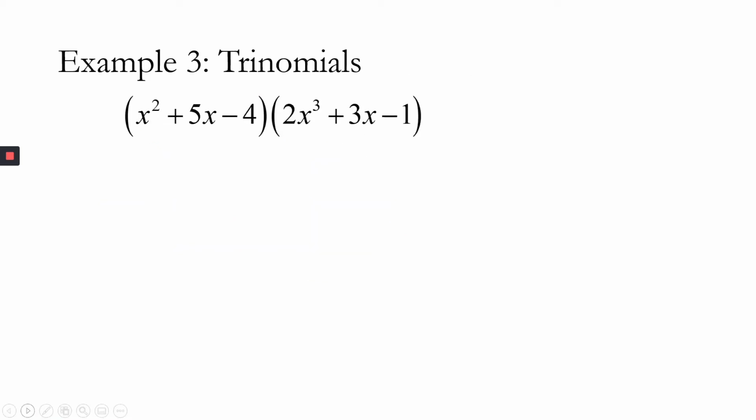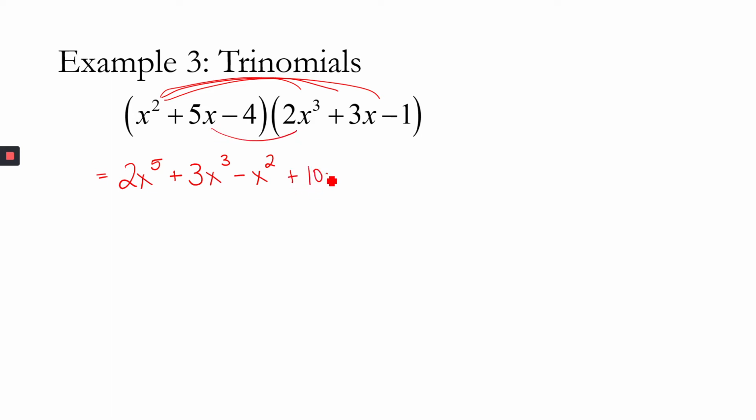Now, when we multiply trinomials, or basically anything that's not a binomial times a binomial, what we have to do is just distribute a bunch of times. So I'm first going to multiply x squared times everything. And we have to be really careful to use our exponent rules correctly on this one. Now I'm going to multiply 5x times everything over here. And finally, we're going to multiply negative 4 times everything.